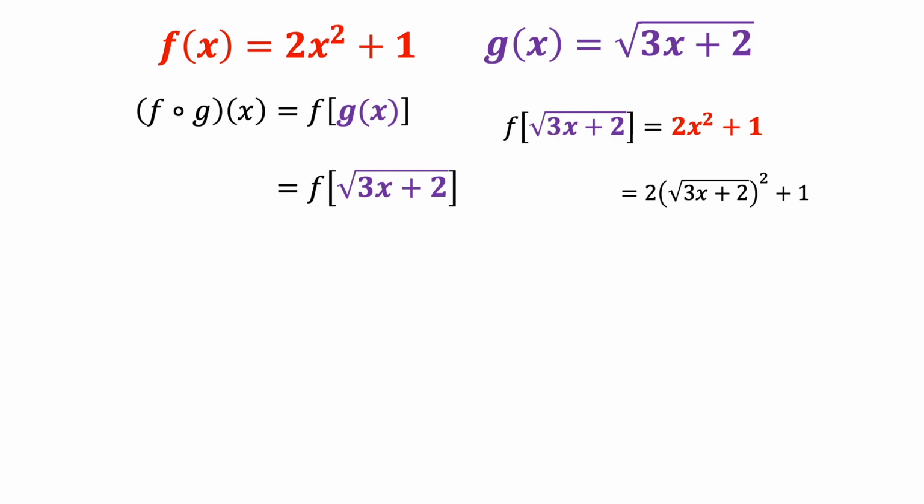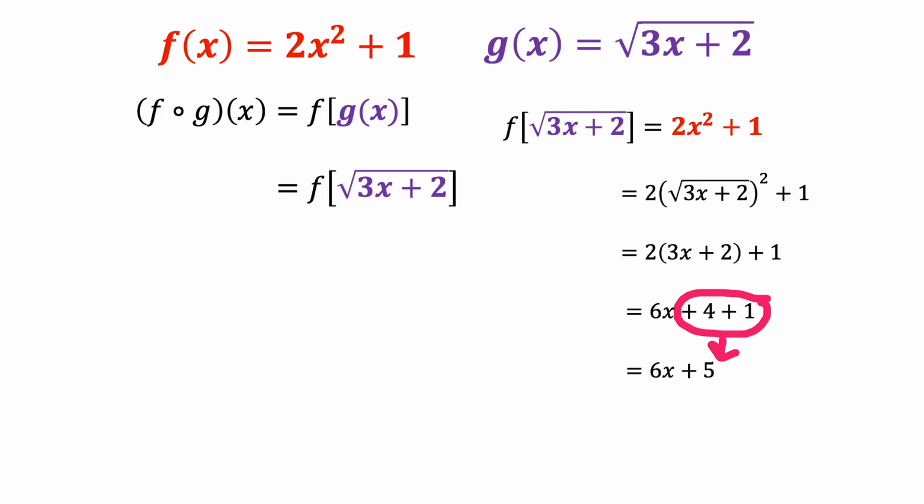Applying PEMDAS rule, we know that the simplification of the radical sign and the exponent will lead to quantity 3x plus 2 raised to 1 plus 1. Applying distributive property of multiplication, we will multiply 3x by 2 and 2 by 2. They will give us 6x plus 4 plus 1. Then, adding 4 and 1 will lead to our final answer, which is 6x plus 5.